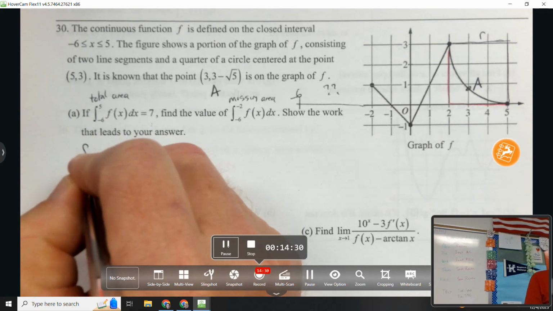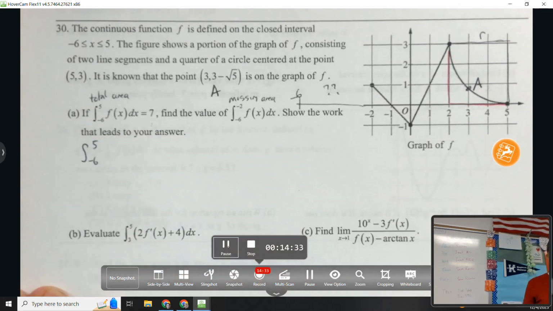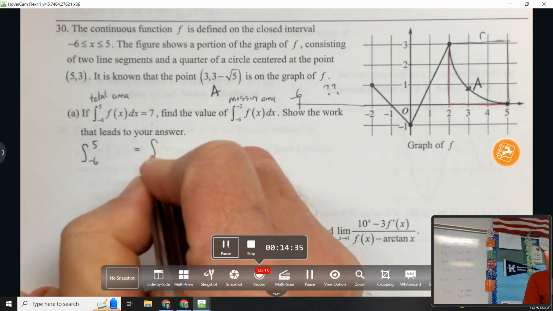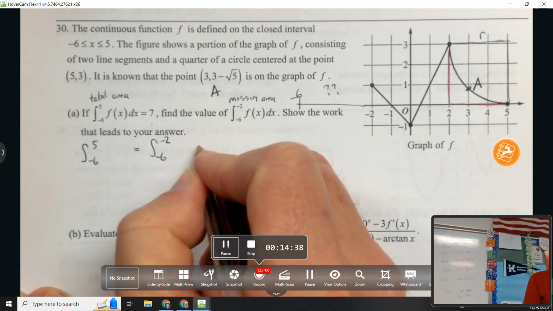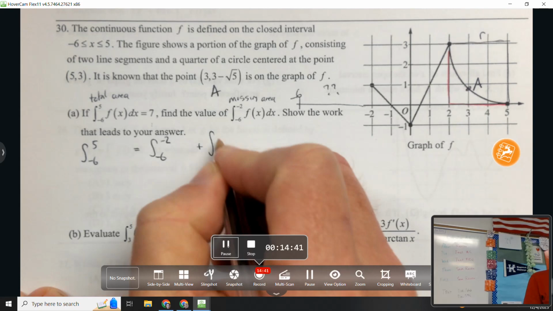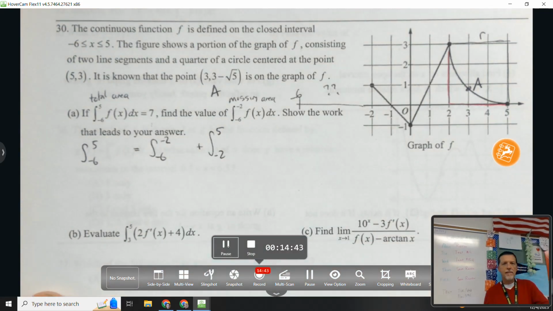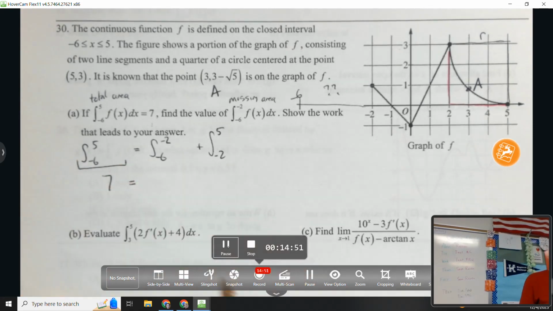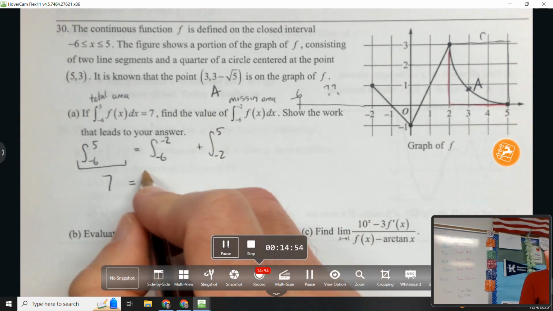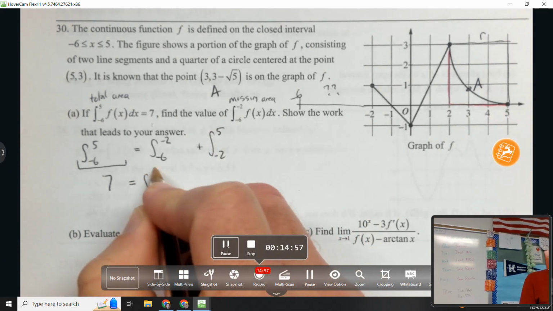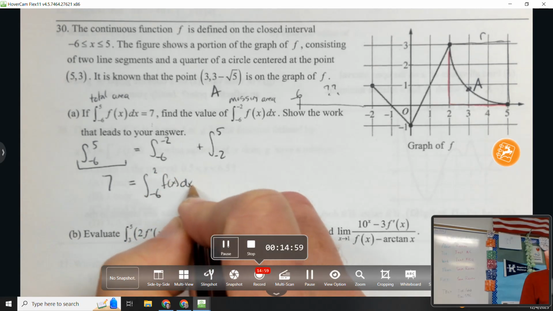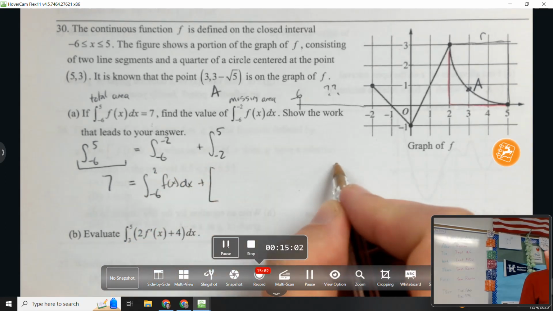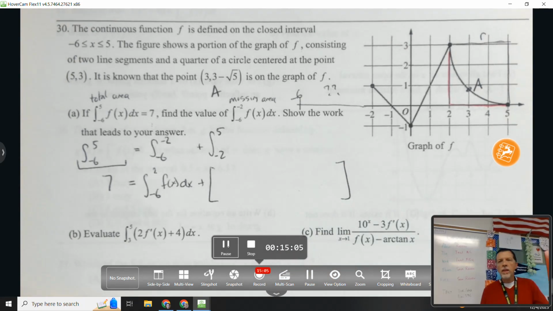So let's see, how can I write this? The area from -6 to 5 is the area from -6 to 2 plus the area from -2 to 5. How about that? So this total area is 7. Negative 6 to 2 is what we're looking for. And then negative 2 to 5, we can find out by just adding up the areas.